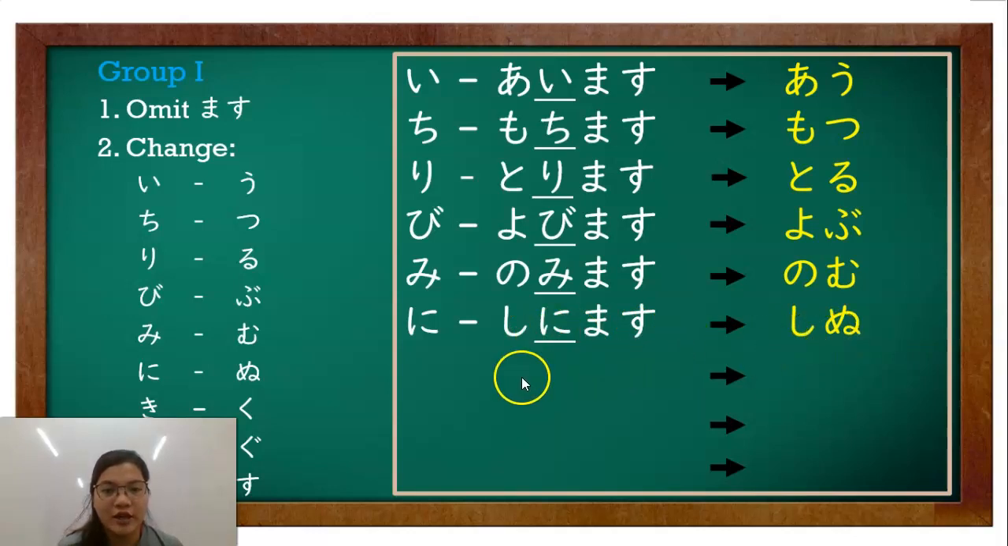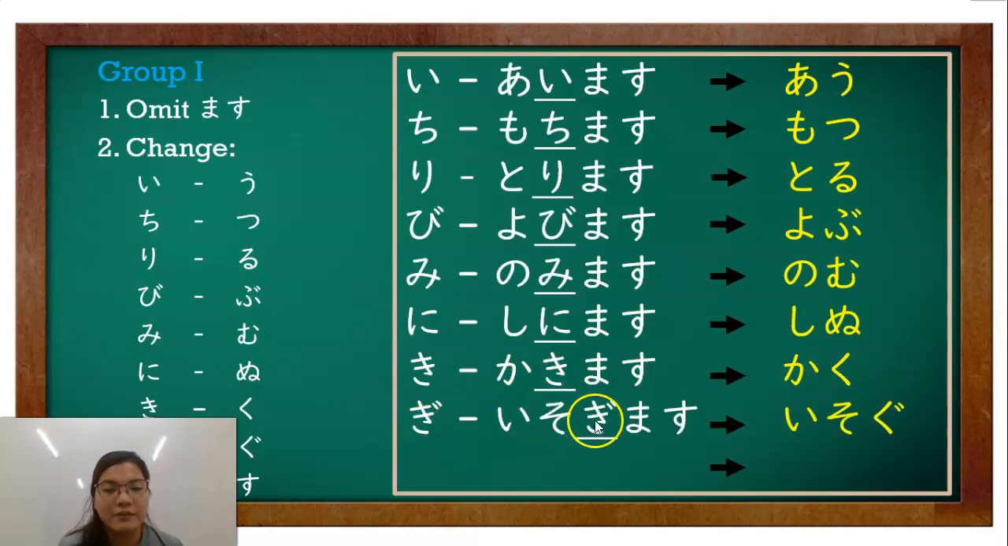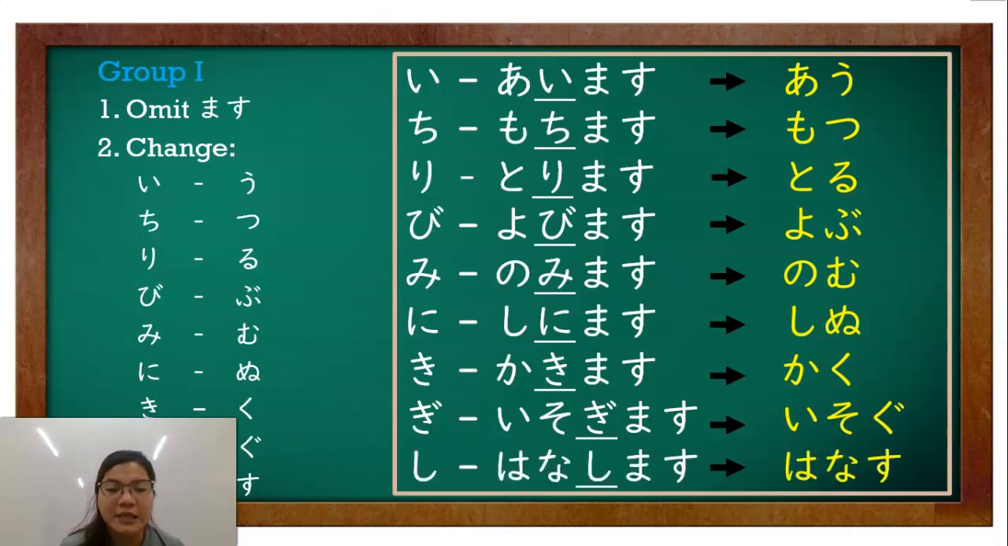Okay? Next, ki becomes ku. For example, kakimasu becomes kaku. Next, gi becomes gu. For example, isogimasu becomes isogu. And shi becomes su. For example, hanashimasu becomes hanasu.